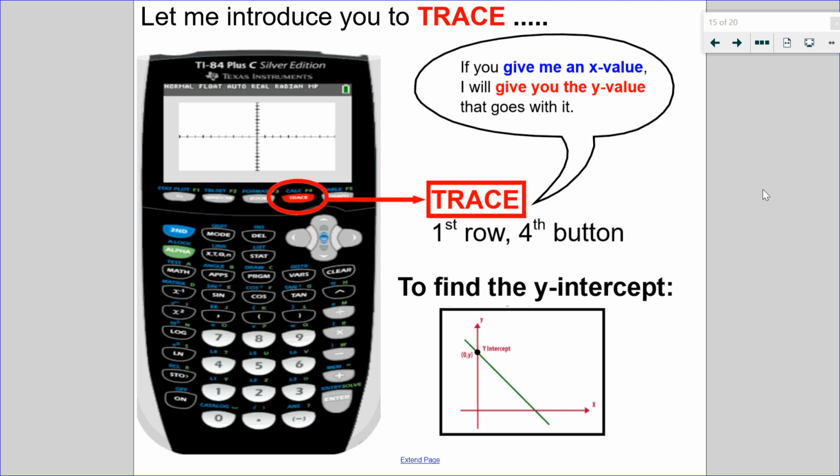Here's what trace does. If you give me an x value, I will give you the y value that goes with it. So the reason that that will help us is because the x value of a y-intercept is 0. So once we enter trace, we're going to enter in 0 because that's the x value. Press enter, and we're going to get the corresponding y value that goes with that.